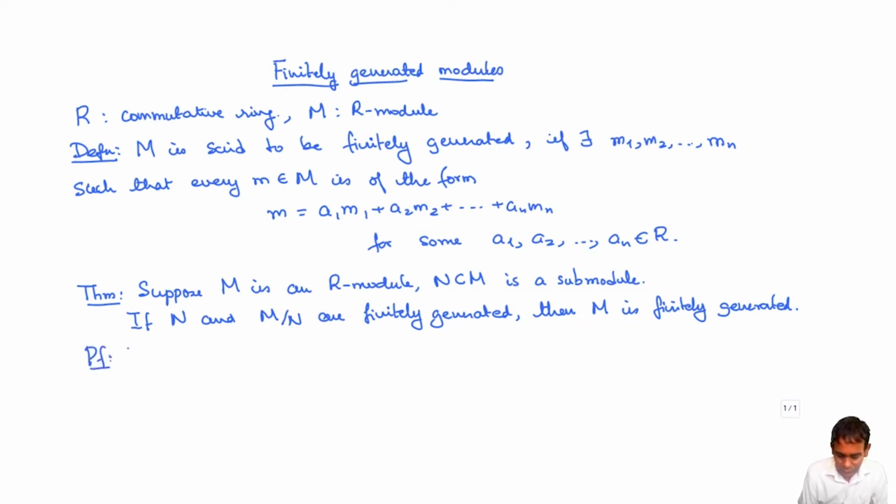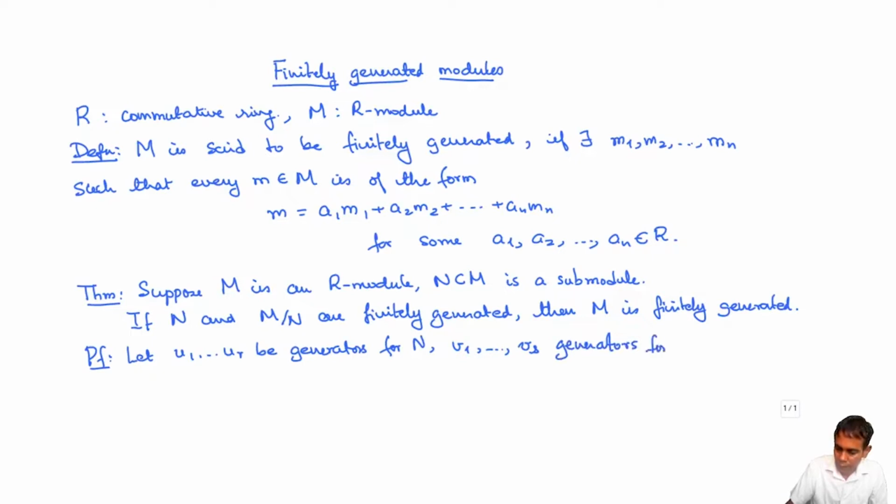So firstly you write down generators. Let u1 up to ur be generators for N, v1 up to vs generators for M mod N, and now we'll put these together to construct a generating set for M. Now the problem is that these v1, v2, ..., vs are in the quotient space M mod N, they're not in M. So what we'll do is we'll just lift them up to M. So let vi tilde in M be such that vi is vi tilde plus N. So vi is the image of vi tilde in M mod N.